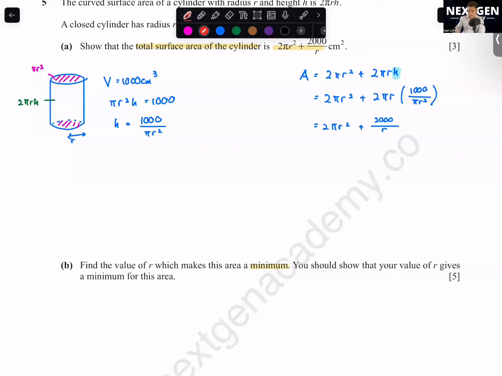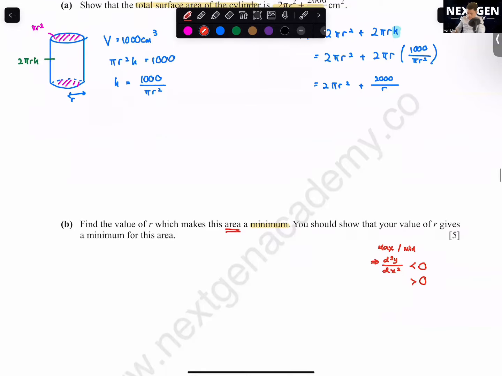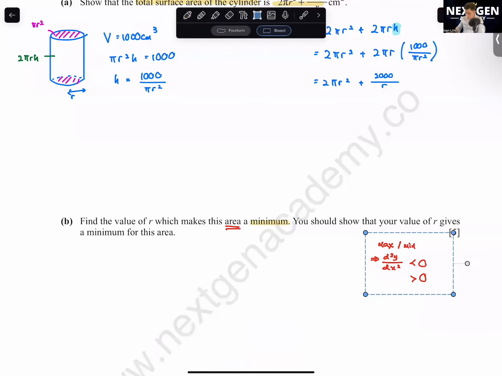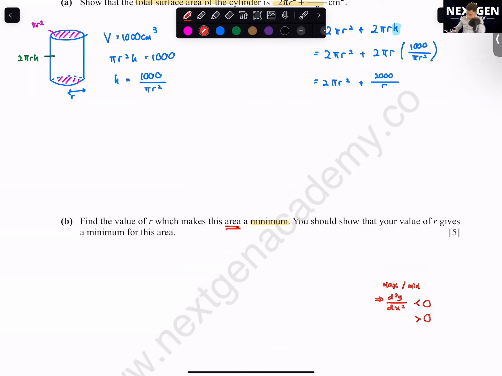Whenever you see the word maximum or minimum, these are keywords. You want to prove your area, volume, perimeter, or value of y. You just see this word maximum or minimum, you use the second derivative, d squared y over dx squared. You want to prove that it's less than zero or more than zero. I want you to remember this. So now they are saying area is a minimum. So that means, but before we go into there, there's one step before that. Maximum or minimum also means the stationary point, your turning point.